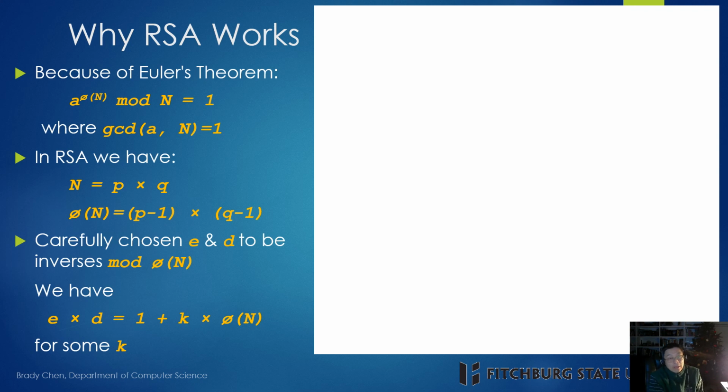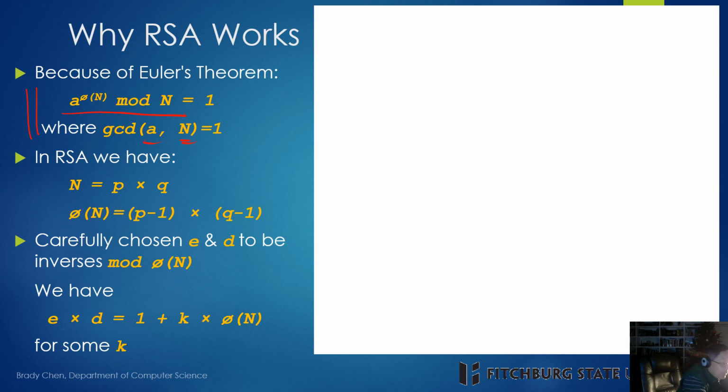Now let's analyze RSA further and show why RSA works. Before we do this, we need to recall Euler's theorem. Euler's theorem says if a and n are relatively prime, then a to the phi of n modulo n is 1. Please remember this. If you have forgotten, go back to module 9 and review Euler's theorem.